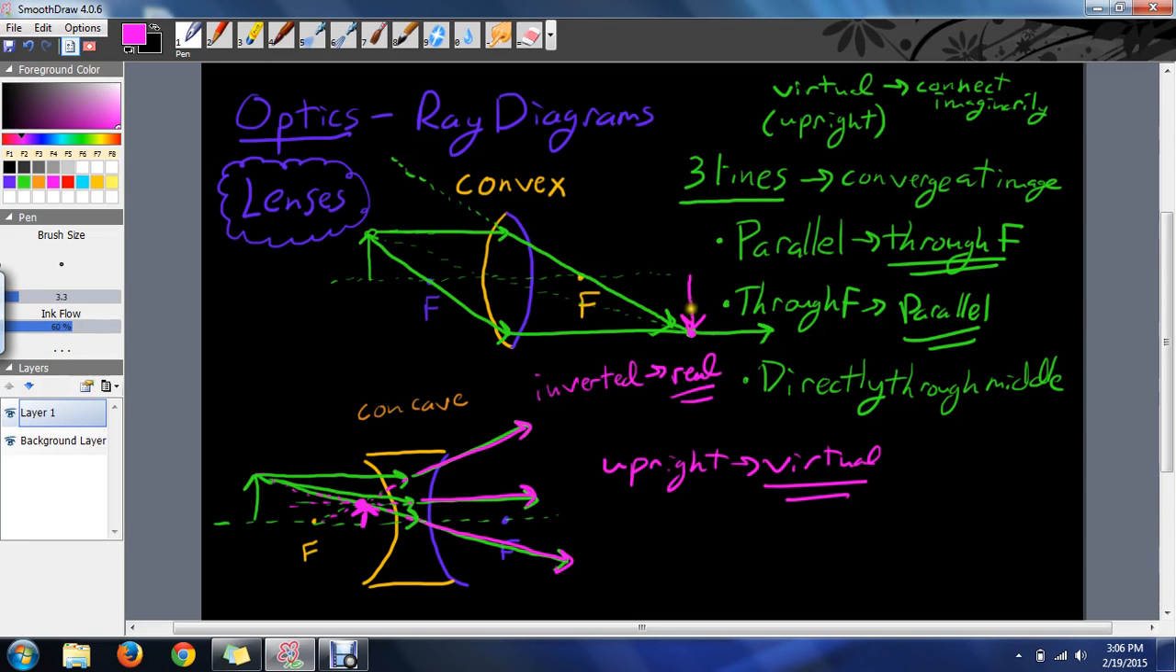Notice that your retina does collect a real image and flips it. I don't know if you guys knew that. We can talk about that more in class.